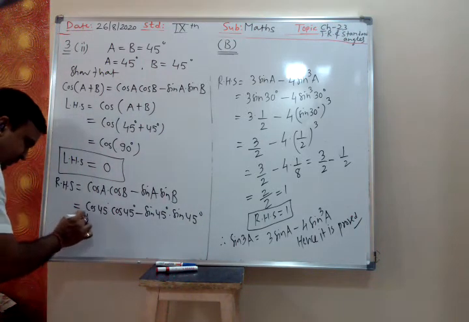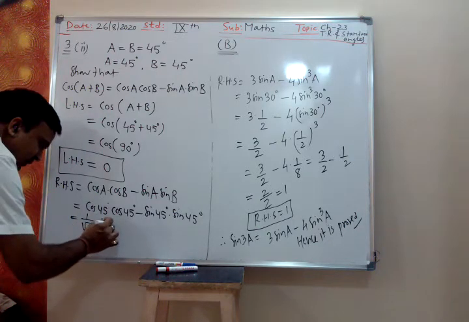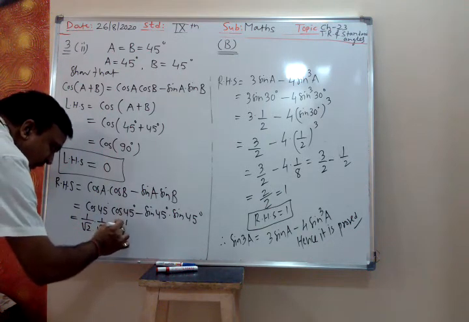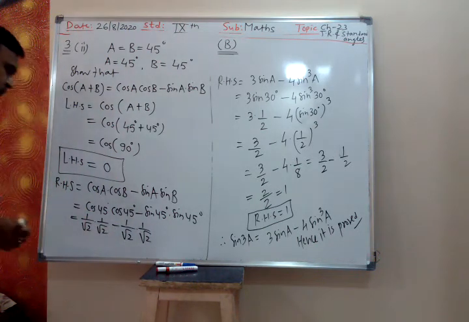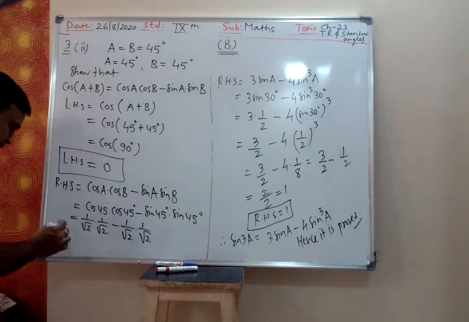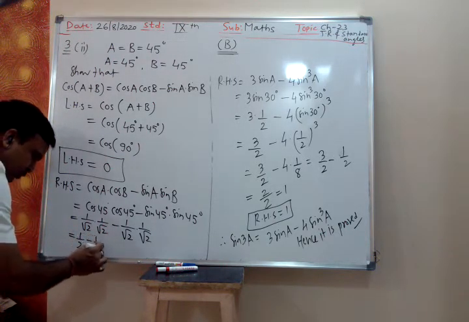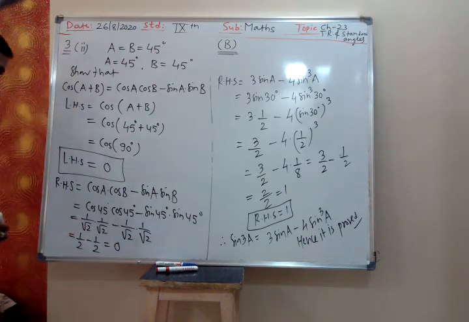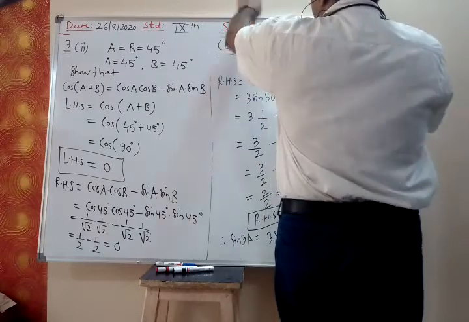Cos 45 is 1 by root 2. 1 by root 2 into cos 45, 1 by root 2. Sin 45 is 1 by root 2 into sin 45 is 1 by root 2. 1 by root 2 into 1 by root 2 is 1 by 2 minus 1 by 2. 1 by 2 minus 1 by 2 is 0.